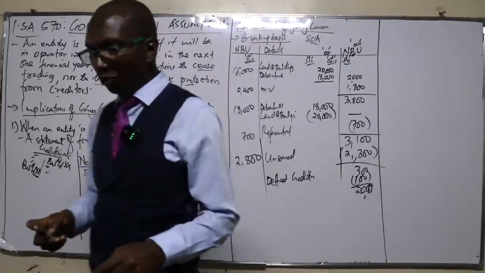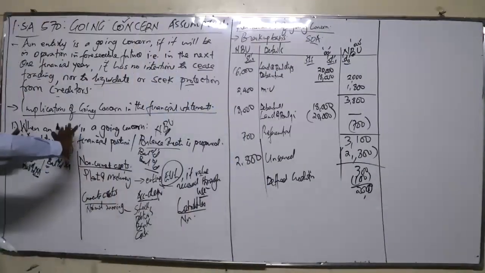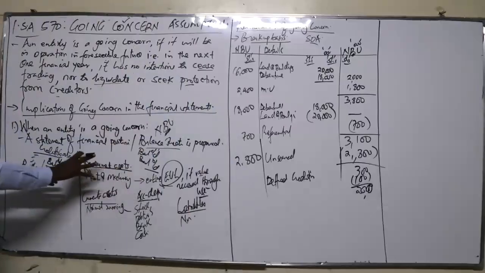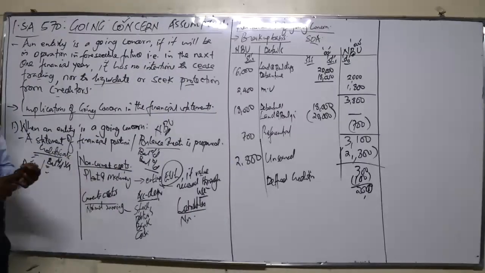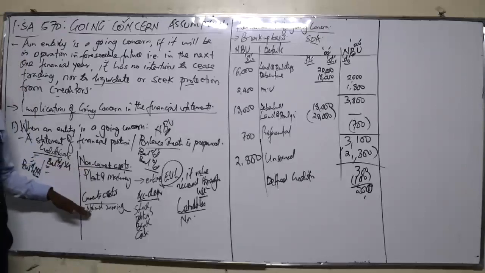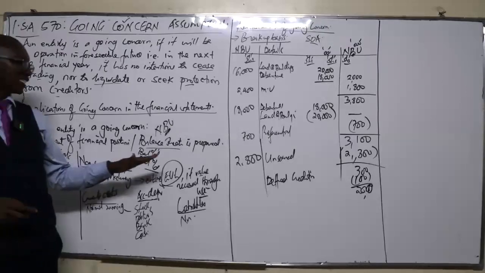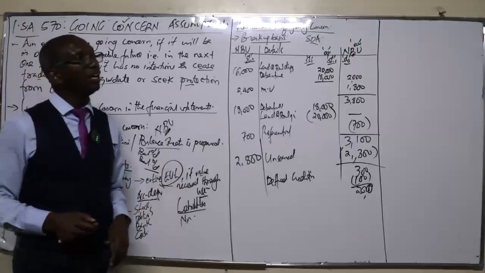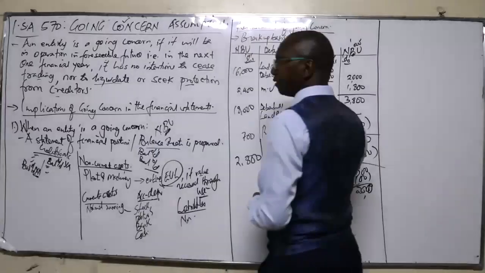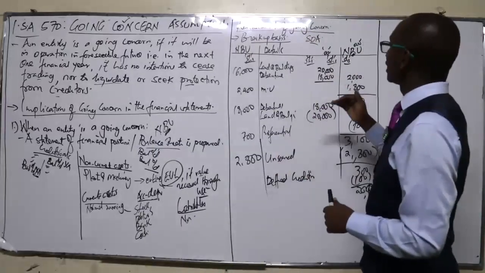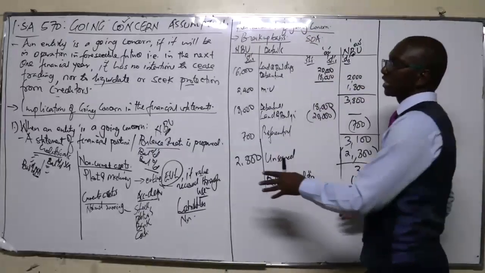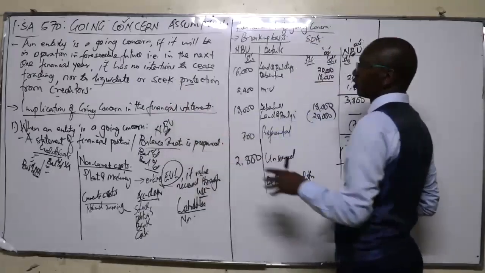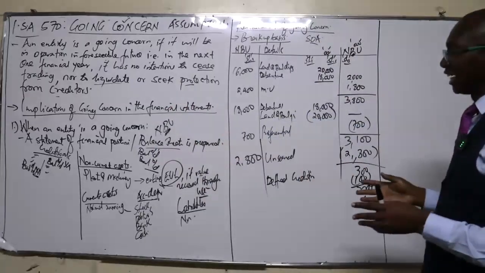Now, when an entity is a going concern, we are preparing a statement of financial position. Our assets are classified as non-current and current assets. Our liabilities are non-current liabilities and current liabilities. But when a going concern ceases to be, we prepare a statement of affairs. This classification ceases to be. We are no longer talking of non-current and current.